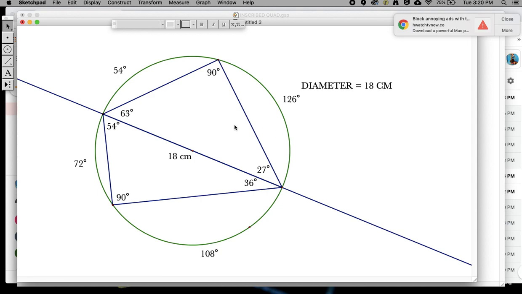So the opposite angles, noticing that this is a quadrilateral, that yes, I did break down into two triangles, but it's still a quadrilateral nonetheless. The opposite angles, because they are inscribed in the circle, are supplementary. 90 plus 90 is 180, 54 plus 63 is 117, this is 63, they add up to 180.